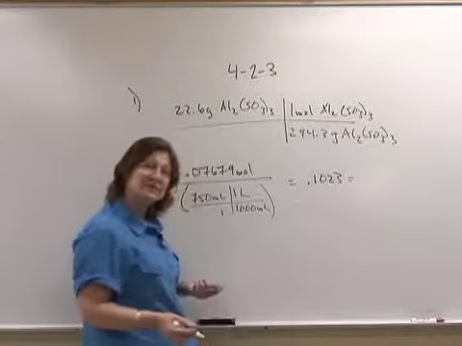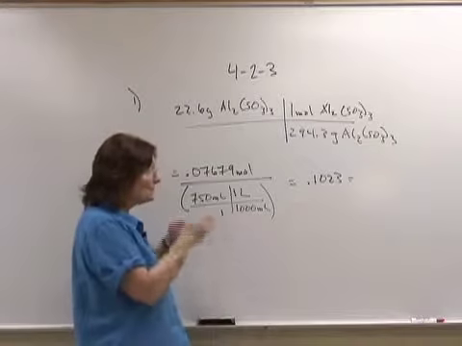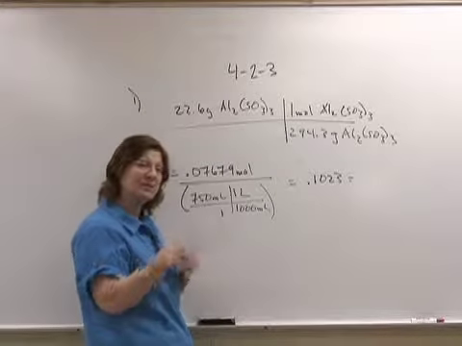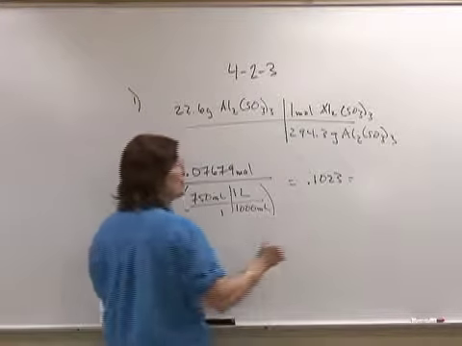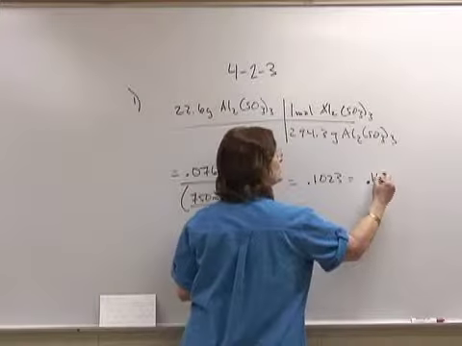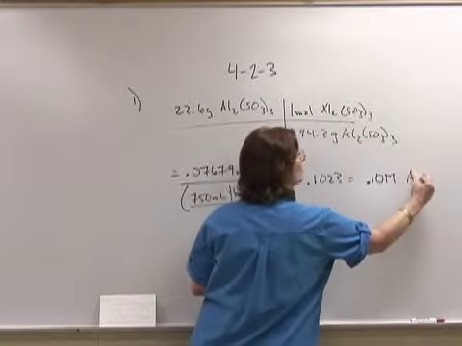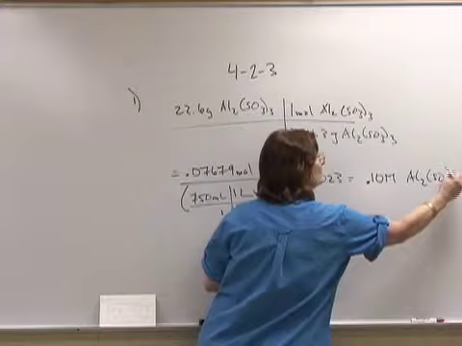I want 2 significant digits in my final answer, and even though this is not my final answer, it's a number I'm going to be using in my other answers. Therefore, I have 0.10 molar of the aluminum sulfite.